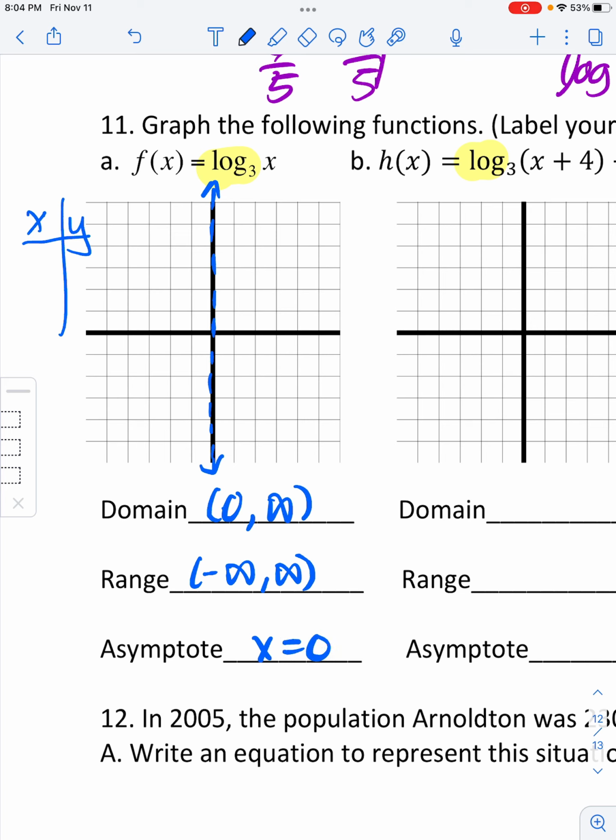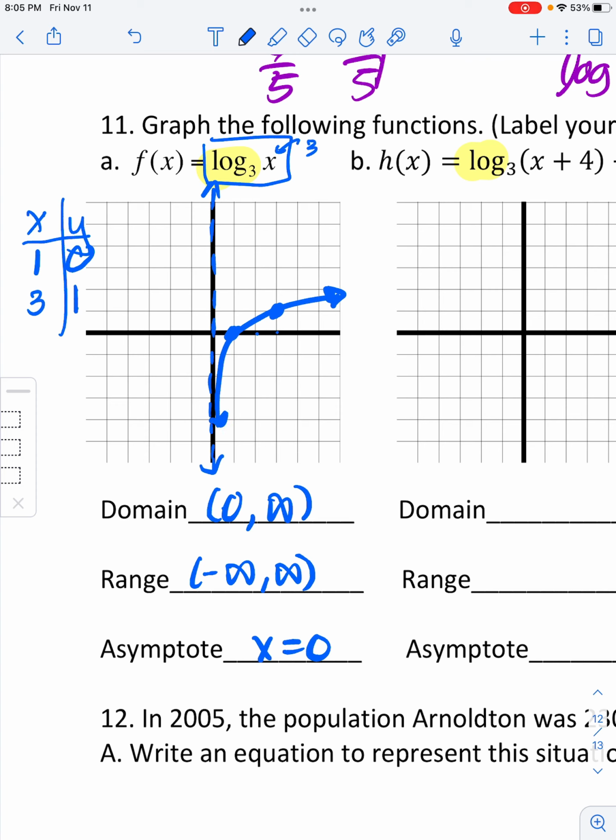Now I need a couple specific points. Let's say that my x was 1. This would be asking 3 to what power is 1? So 1, 0. How about, I want to put a number in here that makes it easy, so I'm going to also try a 3, because that would be saying 3 to what power is 3, and that answer is nice and clean. So 1, 2, 3, up 1. I have a couple of specific points labeled, that's what that means. You have to actually label them. And then my graph goes along the side.